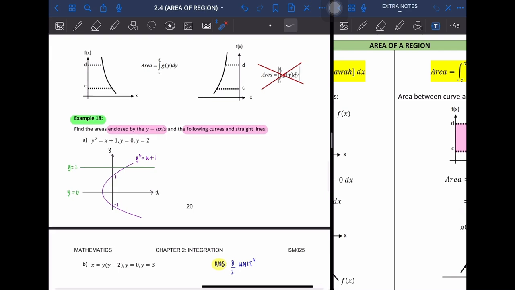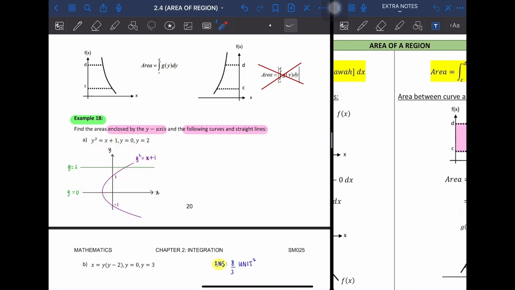Okay, so the question asks us to find the area enclosed by y-axis and the curve and the straight line. Okay, so we first need to draw the graph first to find the actual region that they want. Okay, so I've drawn for you. So this is the first curve, the purple one, and then y equal to 0 is the x-axis, and y equal to 2 is over here.